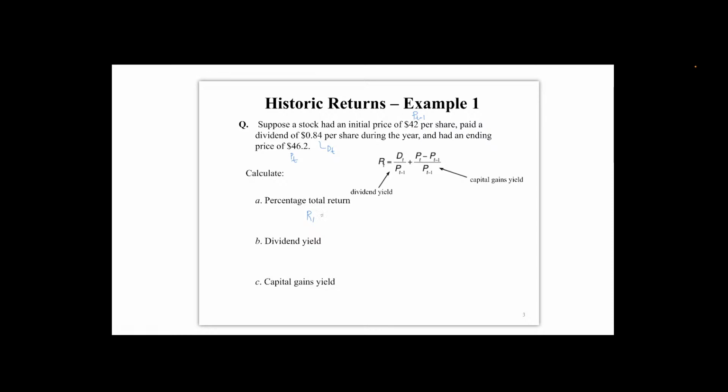So R1 is equal to D1 over P0 plus P1 minus P0 over P0. You can write it like that, or you can just use the T's. I'm fine about it, as long as you understand and you're clear and consistent, it should be fine. I'm going to use the T's because I used T's up here, to avoid confusing you. So let's do that.